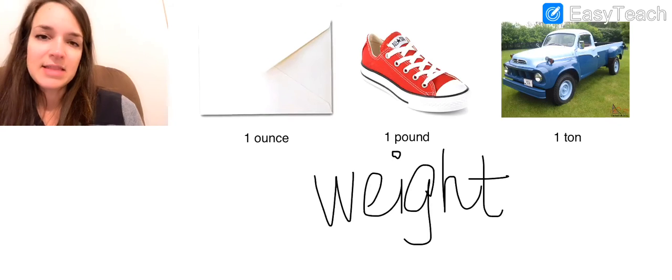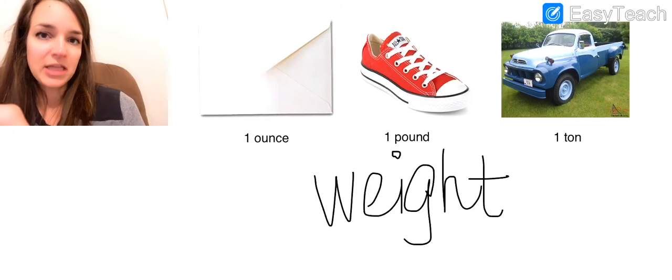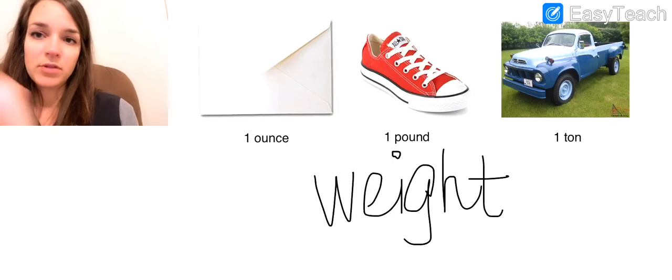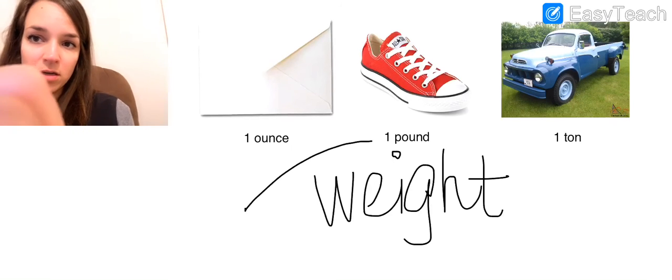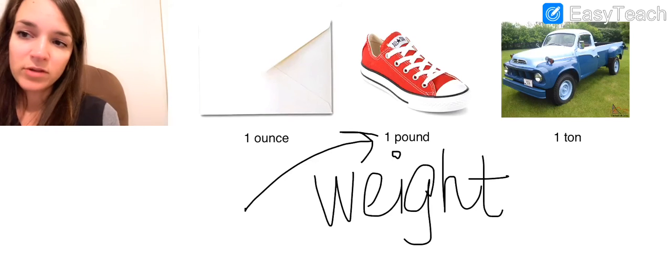Okay, so let's talk about these and show you an example of each. An ounce is about the weight of an envelope. If you've ever felt an empty envelope, that's about an ounce, pretty light. A pound is made up of 16 ounces. So let's put that on here because I did not put that on here. A pound is equivalent to 16 ounces.